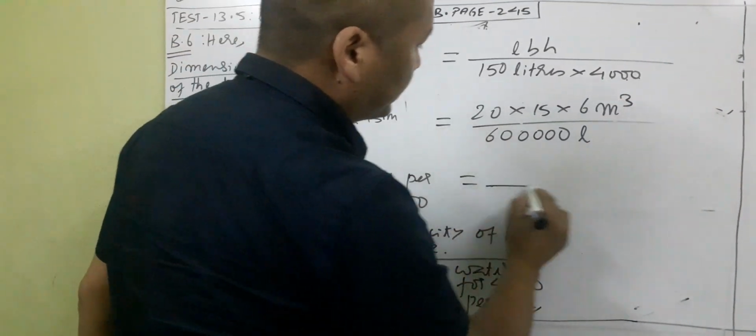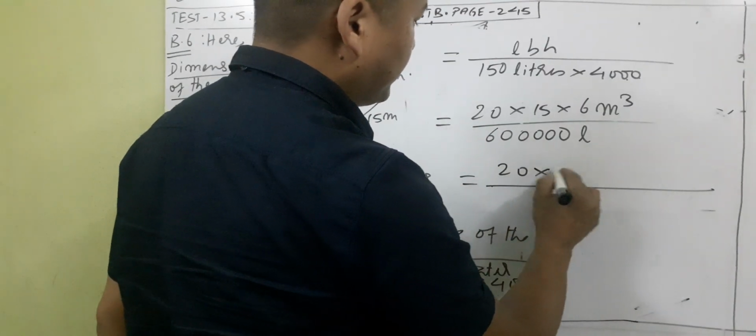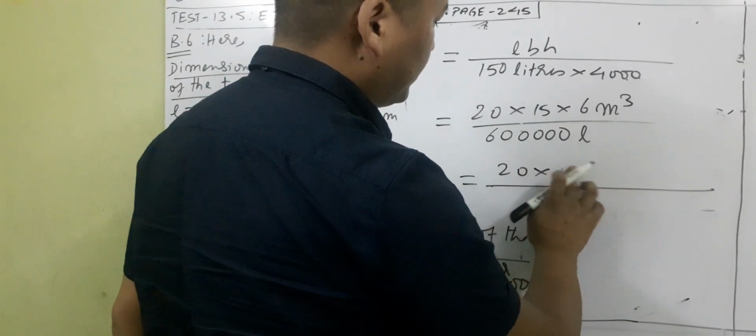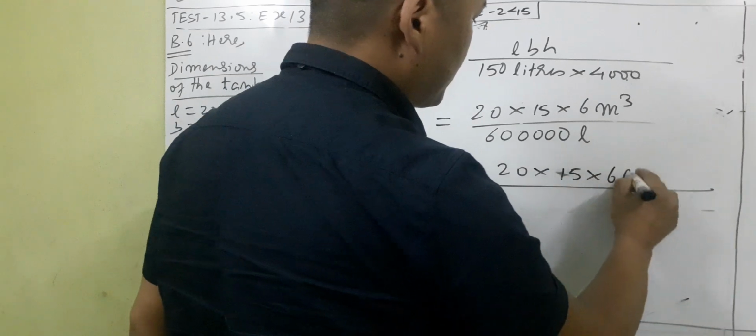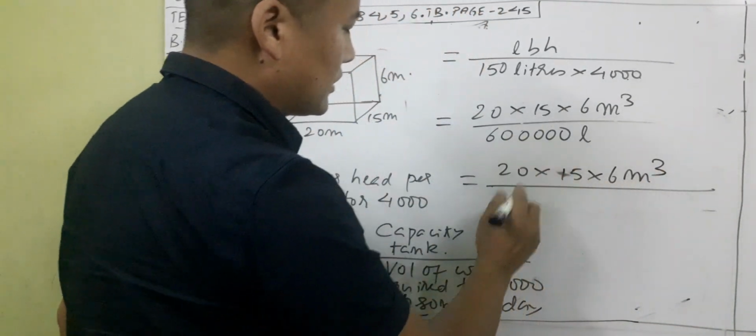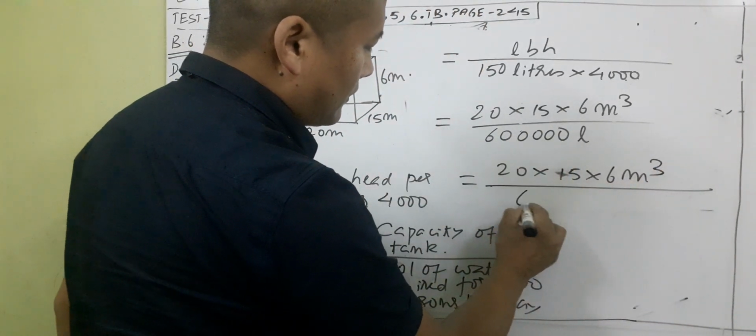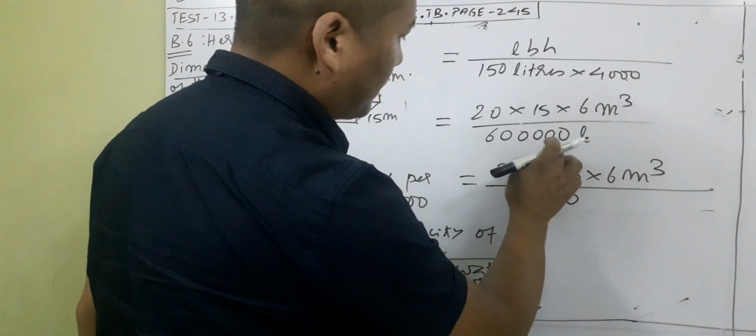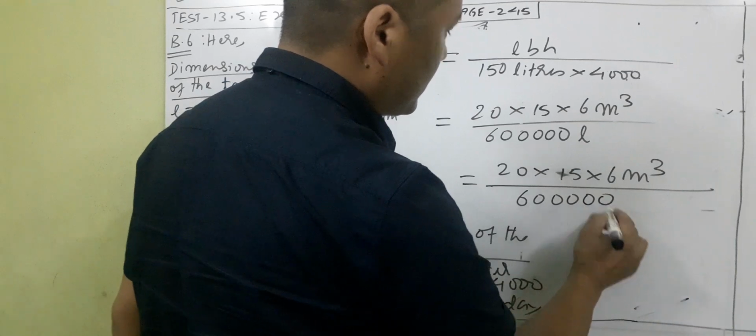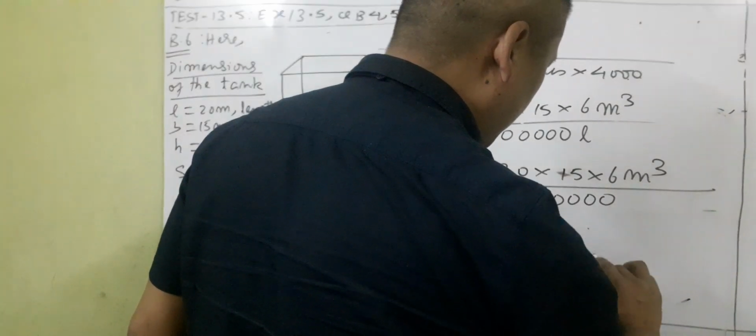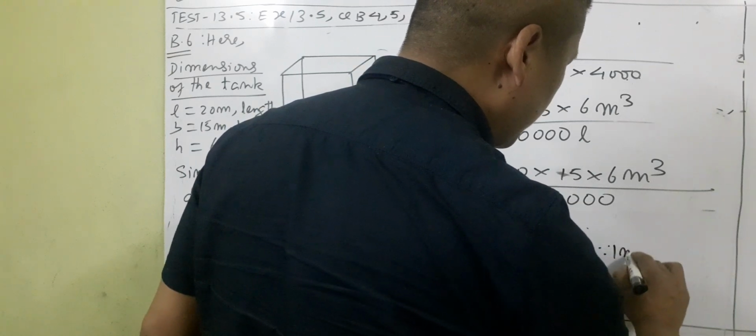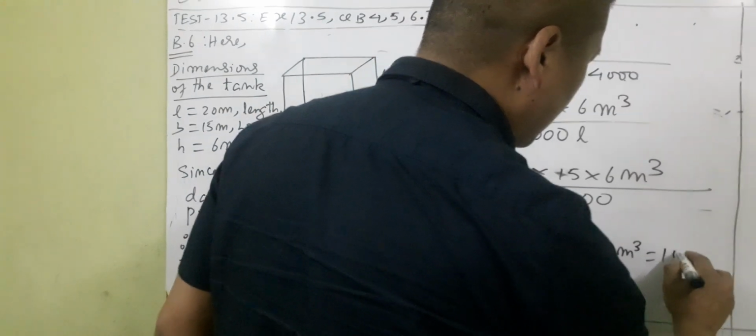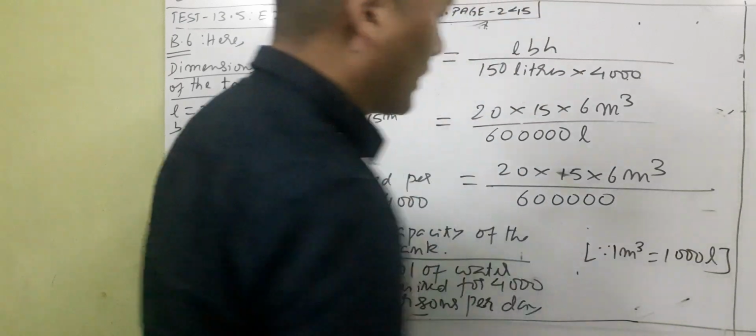So just write here, first one, 20 into 15 into 6 meter cube. Just keep it as it is and change this one here. 60 and 6 lakh actually. I think 1, 2, 3, 4, 5 zeros. So we know this here. Just look here. Since 1 meter cube we know by information is 1000 liter, so we'll use this for conversion.